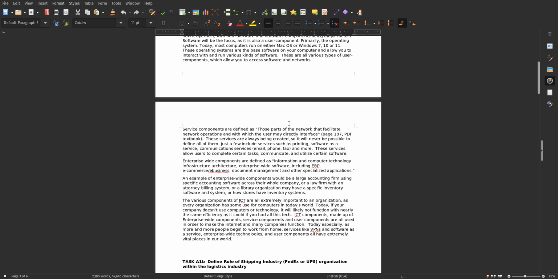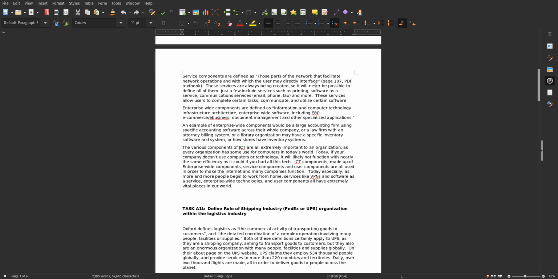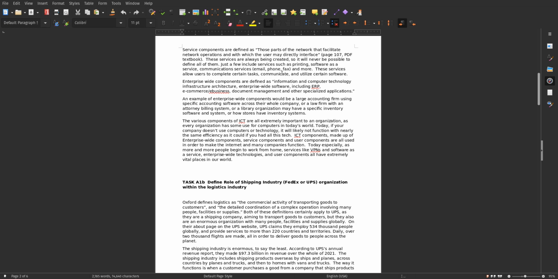Now, service components are defined as those parts of the network that facilitate network operations and with which the user may directly interface. Page 107, PDF textbook. These services are always being created, so it will never be possible to define all of them. Just a few include services such as printing, software as a service, communication services, email, phone, fax, and much more. These services allow users to complete certain tasks, communicate, and utilize certain software.